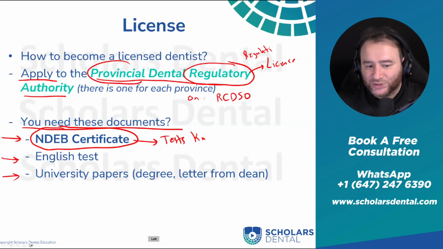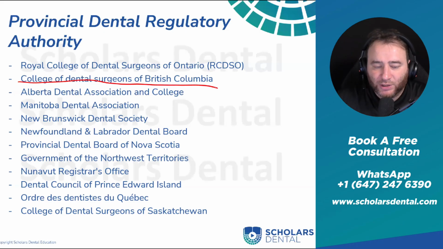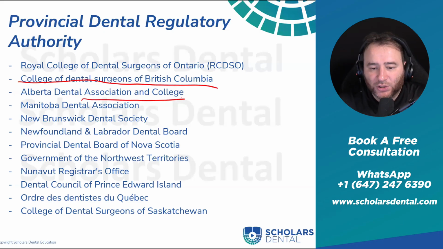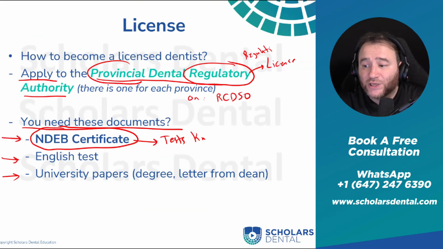So these are just some examples in other provinces. For example, the licensing body in British Columbia is the College of Dental Surgeons of British Columbia. Right? In Alberta, it's called the Alberta Dental Association and College. Okay? So your goal is to get that NDEB certificate in order for you to even apply for your license.